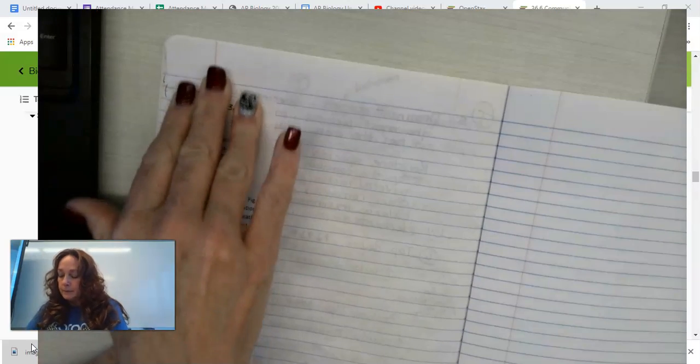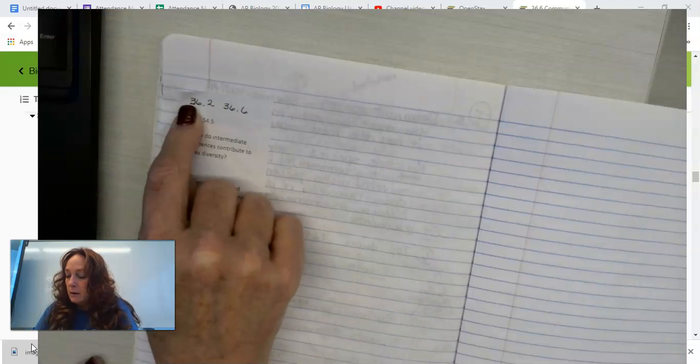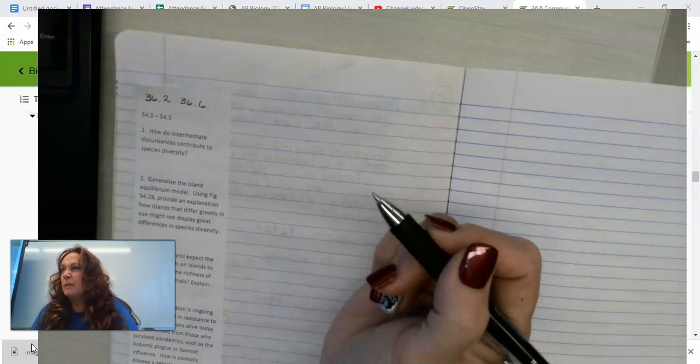Let's see. So this is 54.3 and 54.5. And it's going to be in that same area in the OpenStax in that chapter 36, because that's all about biodiversity and like competition and things like that.